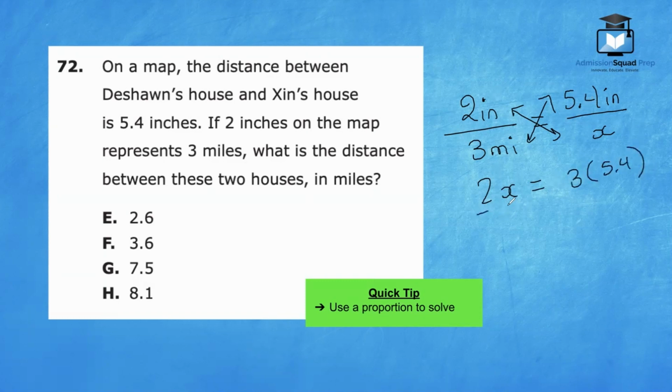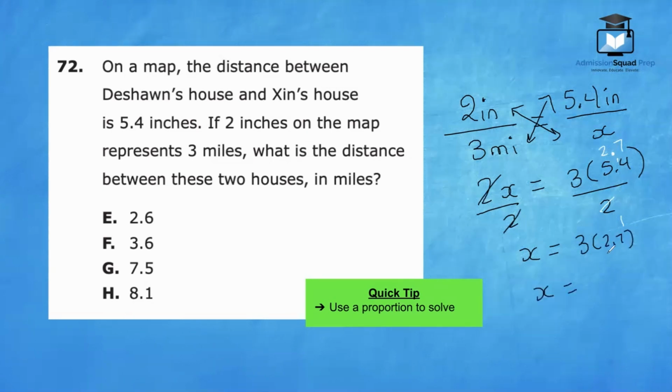I can go ahead and divide both sides here by 2. Let's figure out the final value of x. I'll start by simplifying what we can. 2 divided by 2 is 1, and I can go ahead and divide 5.4 by 2. 2 into 5 goes 2 times, remainder 1, and 2 into 14 is 7. So 5.4 divided by 2 is 2.7. So x equals 3 times 2.7.